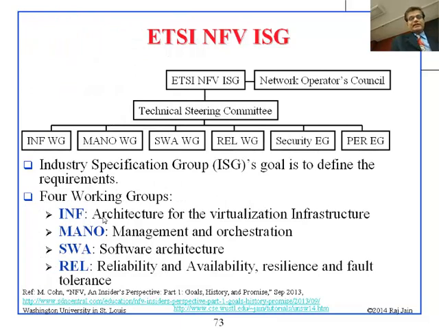So NFV, in ETSI, they have four groups. One group is working on the architecture. One group is working on the management. One group is working on the software architecture. And one is working on the reliability. Then they have two more expert groups, which are working on security and performance.